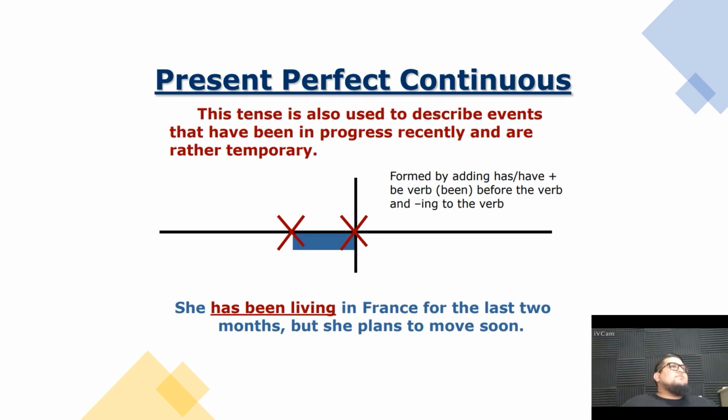The present perfect continuous. This tense is also used to describe events that have been in progress recently and are rather temporary. It's formed by adding has or have plus been before the verb. You must add ing to the verb. For example, she has been living in France for the last 2 months, but she plans to move soon.